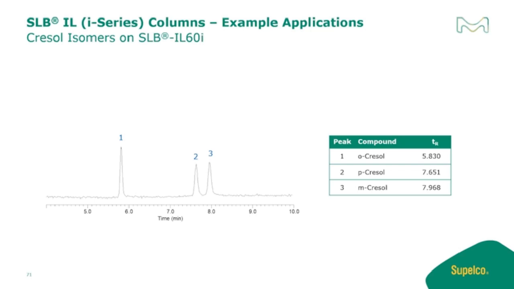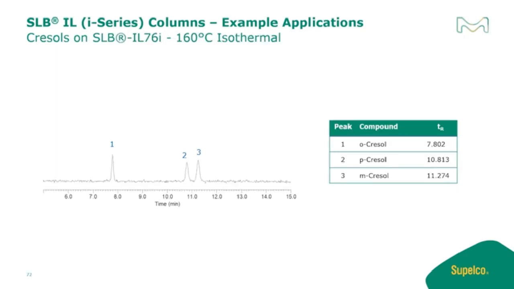Again, ortho, para, meta separation. Here's the 76i under the same conditions, ortho, para, meta, so no real shift in selectivity. If we had some alkane markers, we'd be able to show some differences in the selectivity, but very good separation.